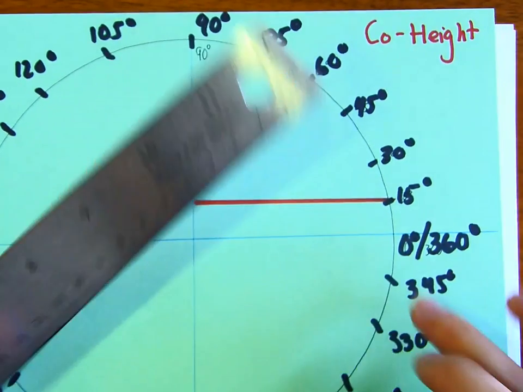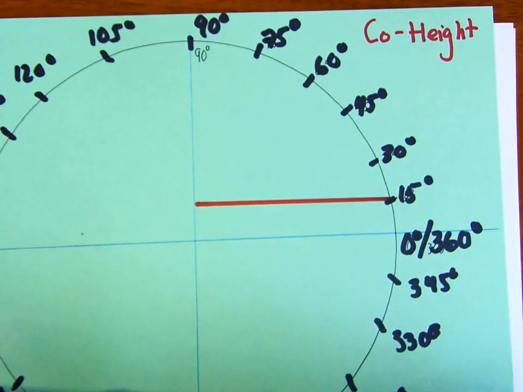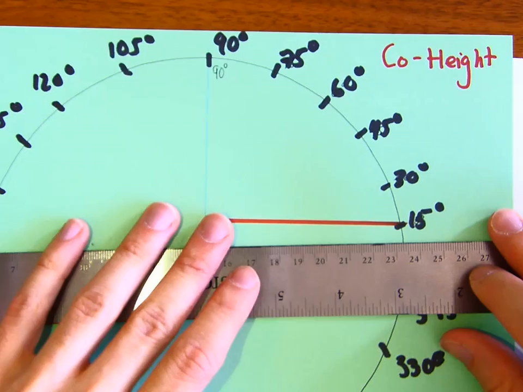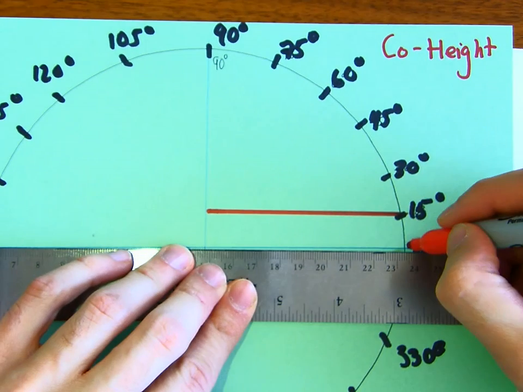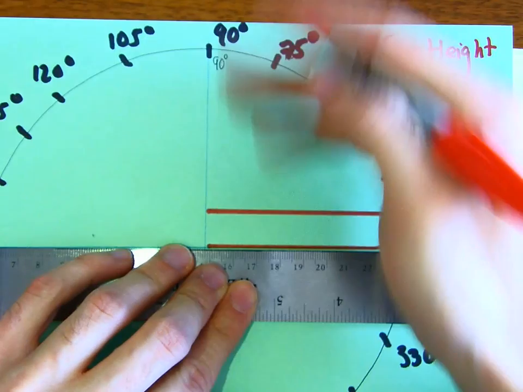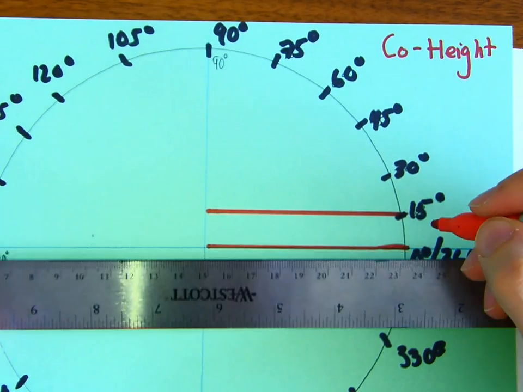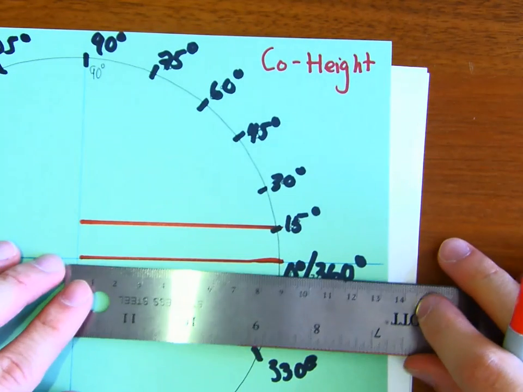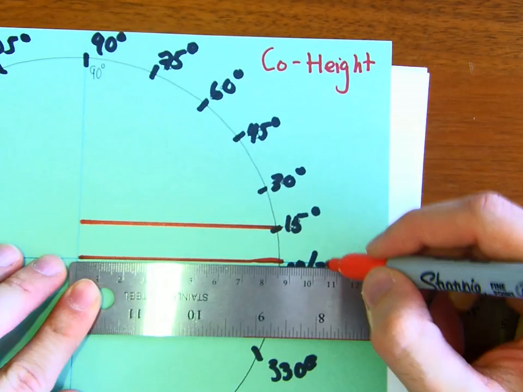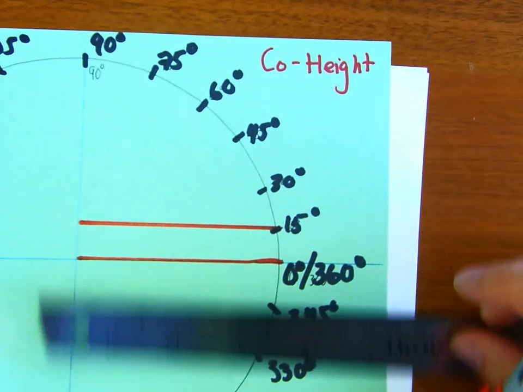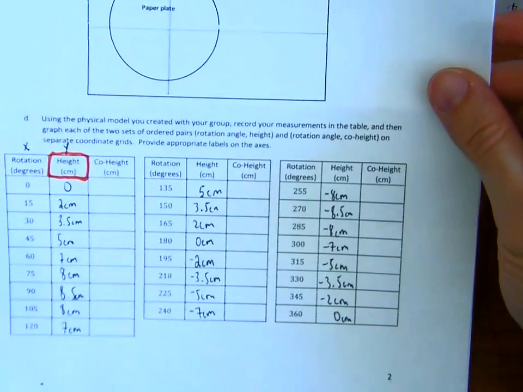So we missed one. Let's do 0 degrees. What would be the CoHeight of 0 degrees? Well, I just take my ruler and I'm going to draw a line from 0 degrees to the y-axis over here, and then we're going to calculate this measurement. So let's see, how many centimeters is it? This will be about 8.5 centimeters.